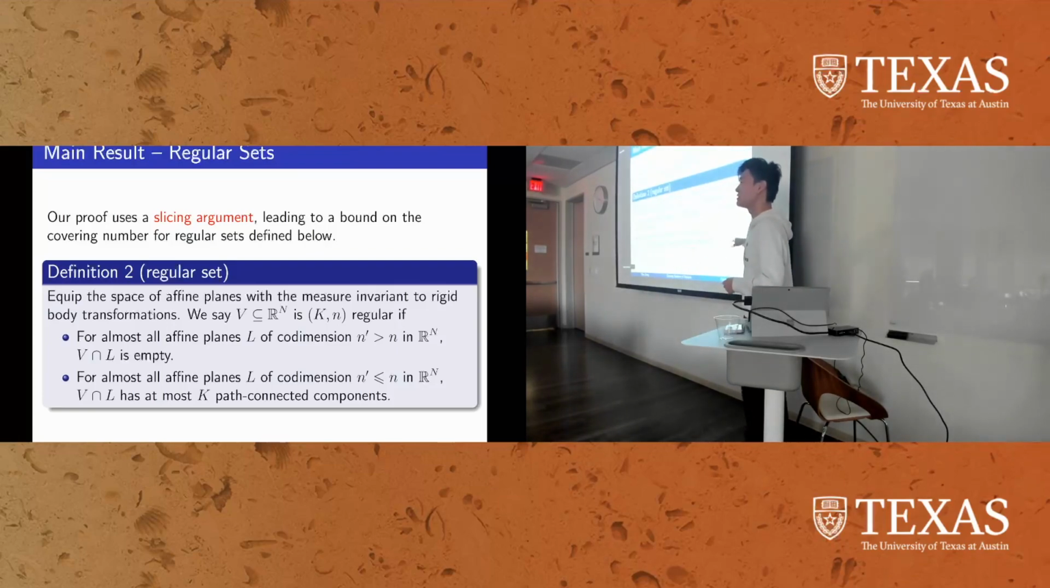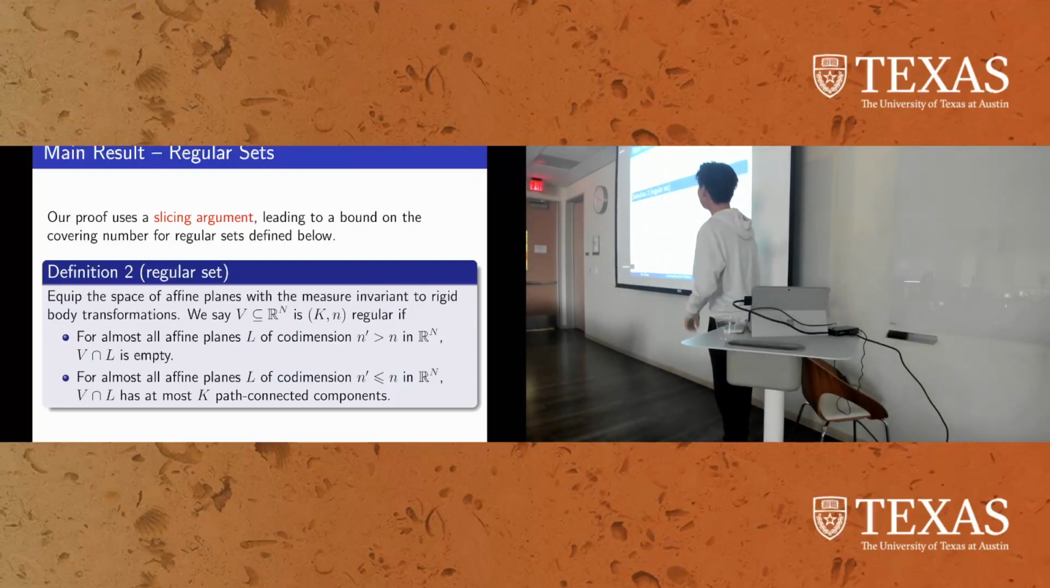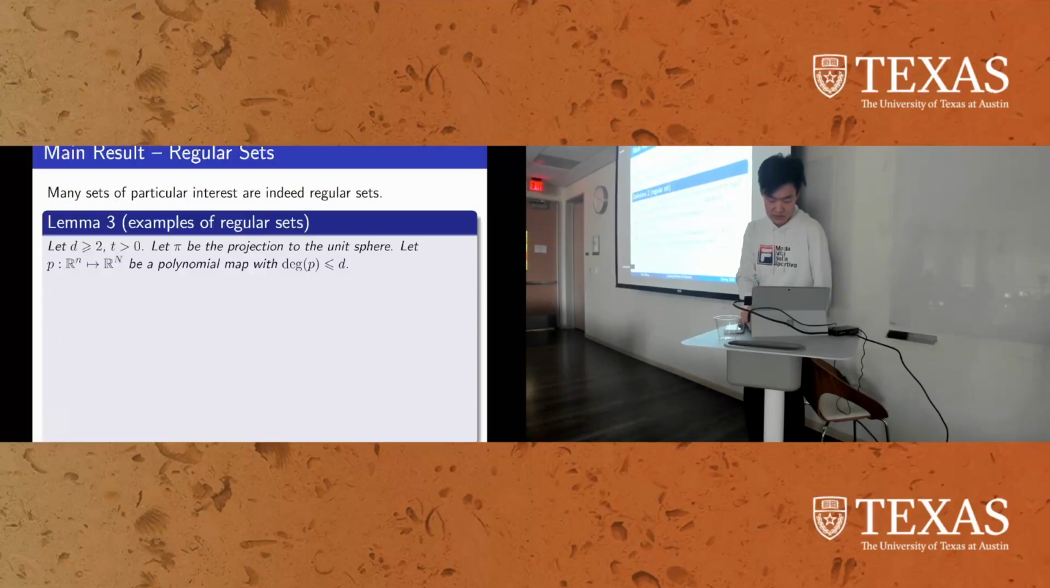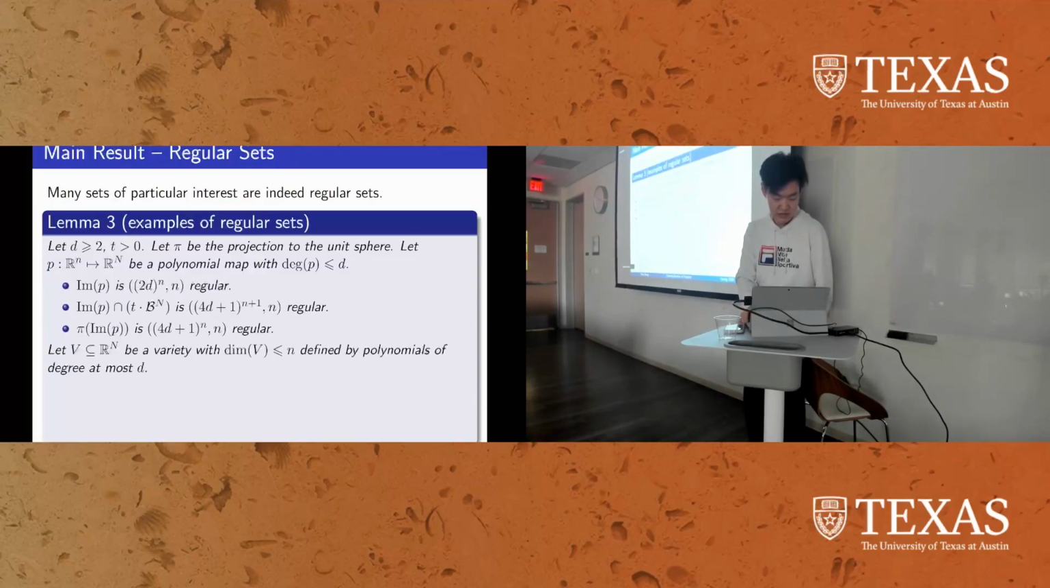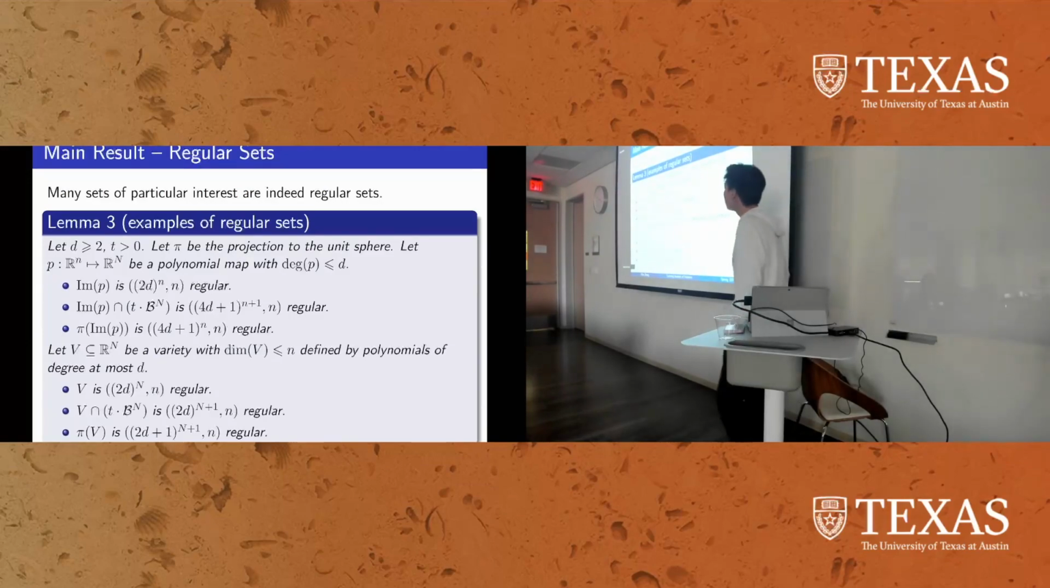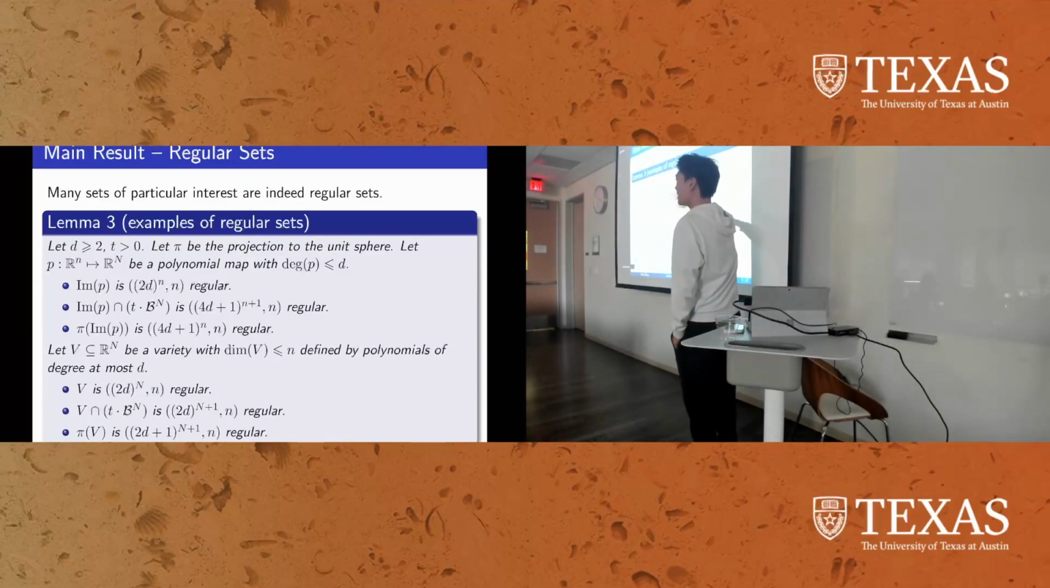So for all the regular sets, we'll be able to give you a covering number bound, just using k, n and big N. So if you're familiar with algebraic geometry, you may immediately see that for varieties V or a polynomial image of V, it is indeed regular, and this little n can be taken as the intrinsic dimension of those sets. So before I give you the bound, I'll list some examples of regular sets. I'll quickly go through this, you don't have to read. So basically, if you have a polynomial, the image will be a regular set.